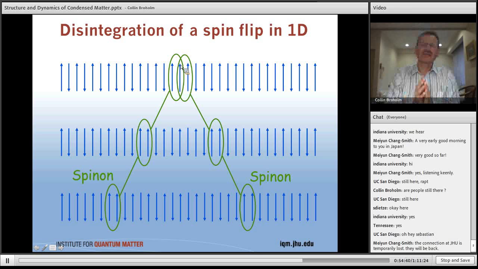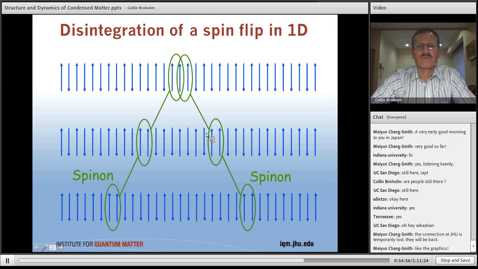Then you'll find that if I subject this state with a single spin flip to the time evolution operator, you find the disintegration of the spin flip into two types of defects. There's no change in energy of the system as that occurs, but you'll not be able to keep the spin flip together in one spot.